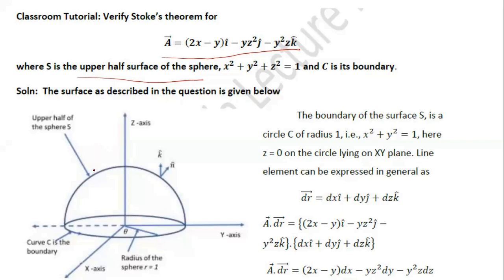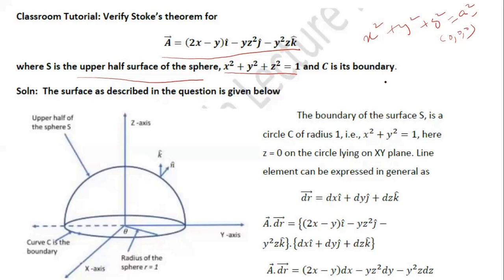And the equation of this sphere, the half surface of the sphere, is x squared plus y squared plus z squared equal to 1. We know that the general equation of a sphere is x squared plus y squared plus z squared equal to a squared, where a is the radius, or you can write r squared also, if the center is at 0, 0, 0, right? So I think you already know the equation of a sphere.